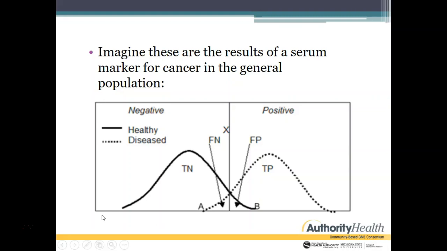So here's a chart. Imagine these are the results of a serum marker for cancer in the general population. So over here we have our negative patients. These are the patients who do not have cancer. And so out of these patients, the ones that tested negative, the healthy patients, would be here, and this is your true negative curve. Now out of the patients who do have cancer, and we're looking at the diseased curve here, all the patients here would be true positives.